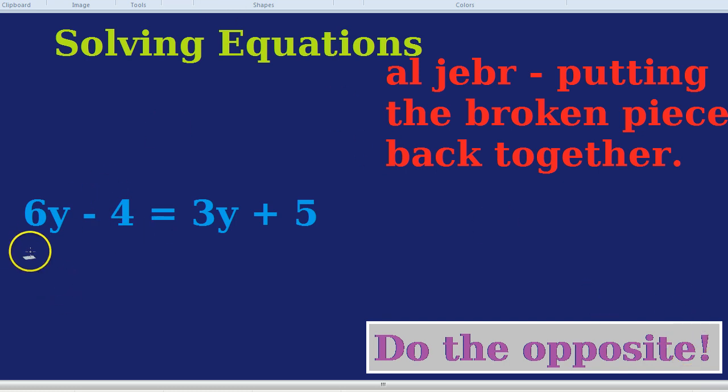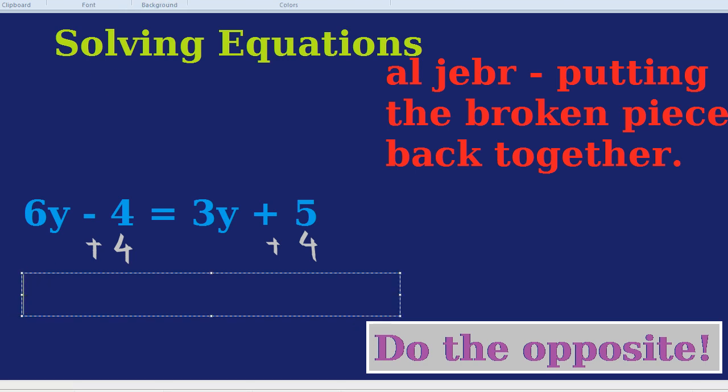Do I write my plus 4 here? No, that's next to the 6y. That'll just confuse me. Let's write the plus 4 underneath the minus 4. So plus 4 to this side, and remember plus 4 to the other side as well. What would we have? The letters would be unaffected, so we'd still have 6y. Plus 4 minus 4 disappears, so 6y equals 3y still, the letters are unaffected. 5 plus 4 is 9.